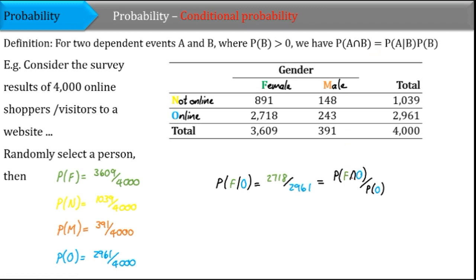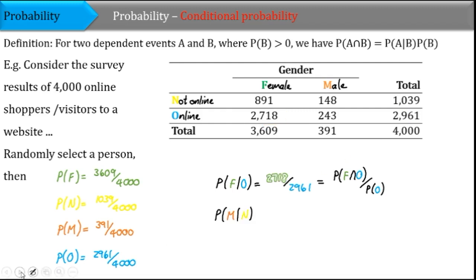According to our definition, this is how we'll calculate it. The intersection. Okay, now this is an intersection, this 2718, because it's the event of a female and the event of online. Just to remind you, you can go back to the section on events where this is explained. And we're dividing it by the number in the online shopping group, which is 2961.